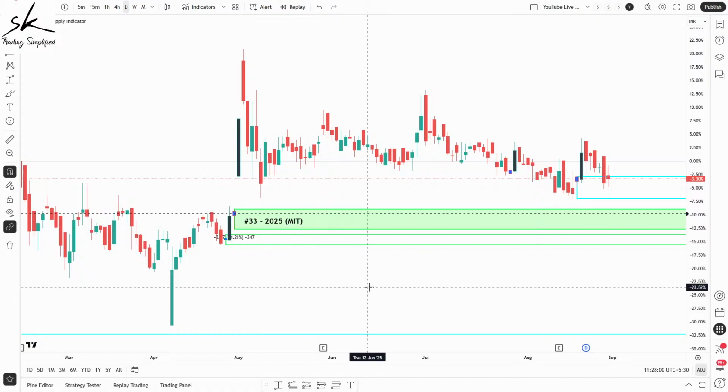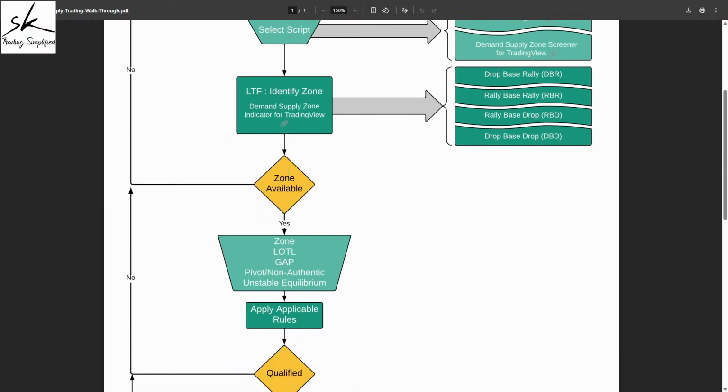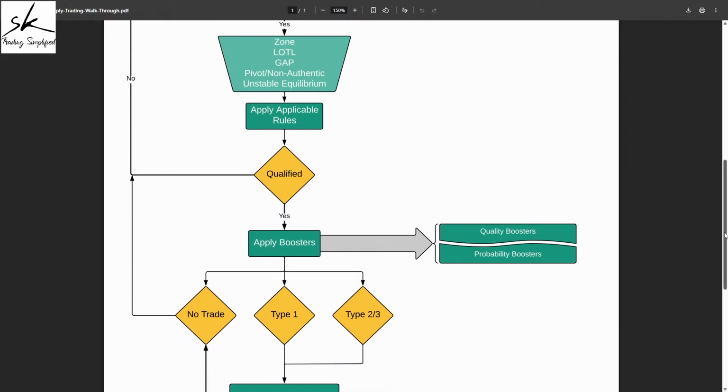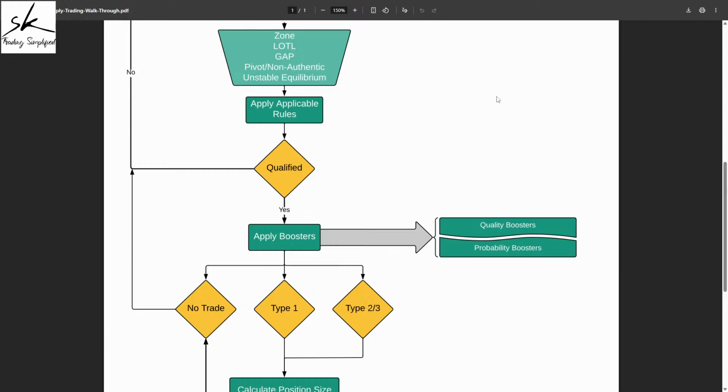So our step number 3 was to identify a zone. Do we have a zone available? The answer is yes. Now, once you have identified the zone, it doesn't mean you can trade it blindly. The next step is to qualify it, for which we have a 2-step process. In step 1, we'll qualify based on certain conditions, and in step 2, we'll qualify based on the booster scoring. So the first one is, can this zone be a case of level on top of level? Now, how do we verify that?